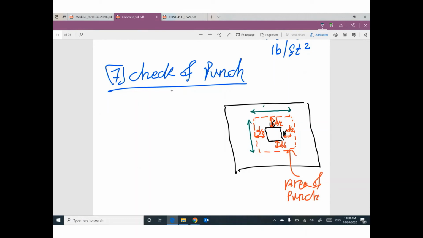16, the length of the column, plus 21. We have depth divide 2 from this side and depth divide 2 from this side. That means we have depth. And this length is 16 plus 21. So 16 plus 21, 37 inch and 37 inch. What is the perimeter b node? 37 times 4. We have 4 sides. 148 inch.